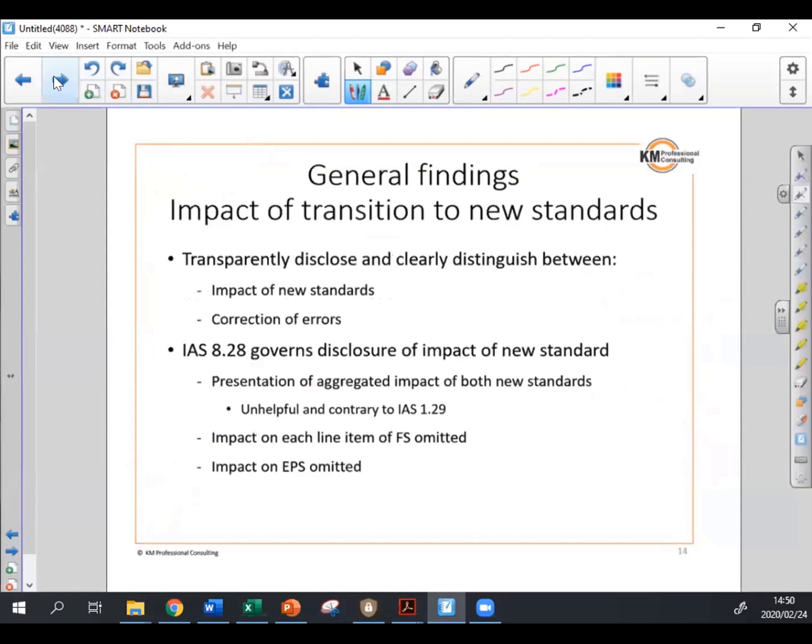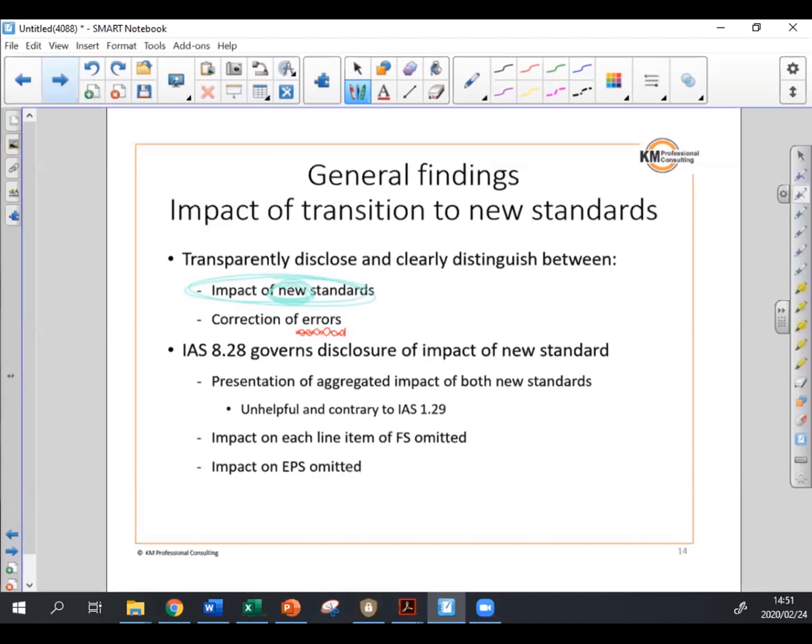Last on the general findings is the impact of transition to new standards. And this is really tying into that message that I had earlier, that the JSE said, if you've done something, and it was an error perhaps in the past, when you go over to a new standard, please don't try and hide the error by saying it's come to light because of the impact of a new standard, and therefore it's part of your transition. Nonsense. So we have to make sure that we separate and separately talk about what is the impact of a new standard, versus, when we did this analysis, out came the dreaded error.